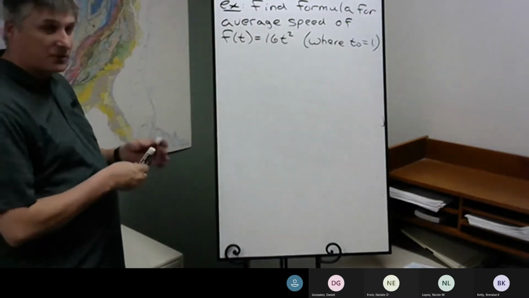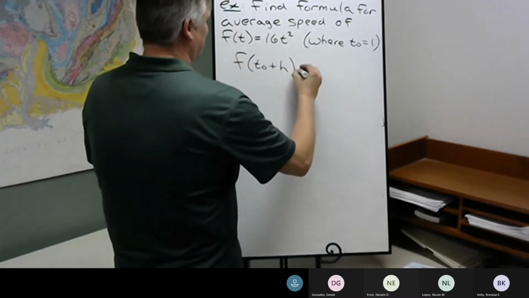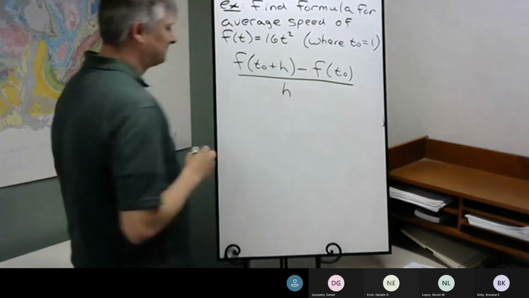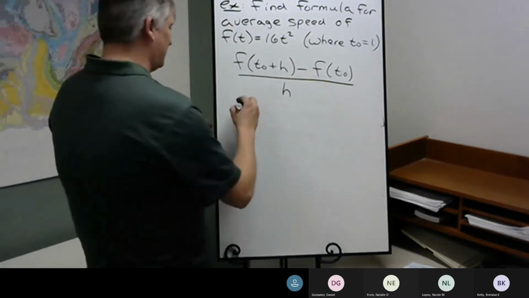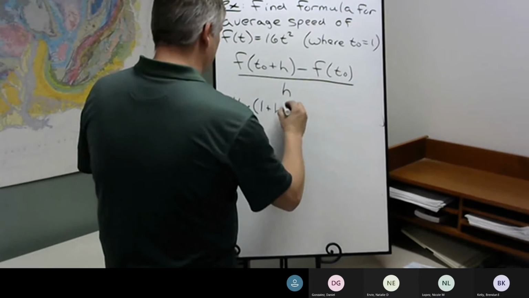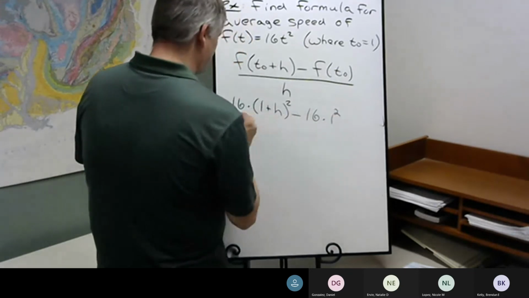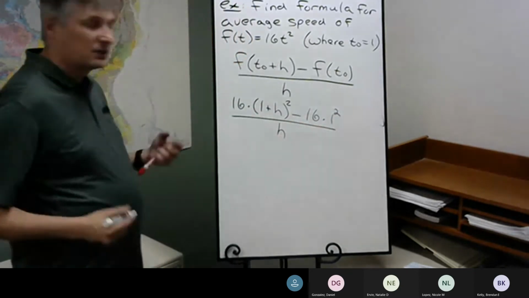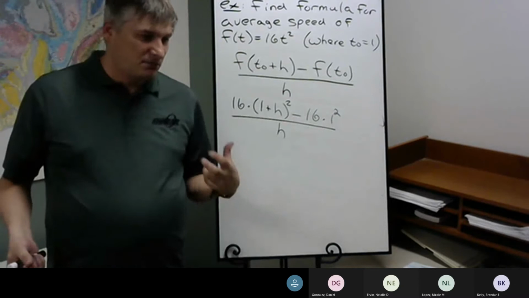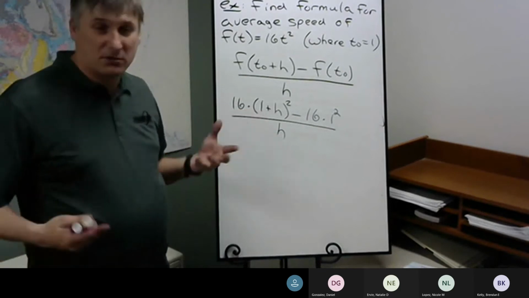So what we're going to do, we're going to use our formula: F of T0 plus H, minus F of T0, over H. So what this means, we have 16 times T0 is 1, so that's 1 plus H, squared, minus 16 times 1 squared, over just H. So instead of having a T0 and a T1 to juggle, if you put a number in for H someday and you know what your T0 starting is going to be, you're good to go.